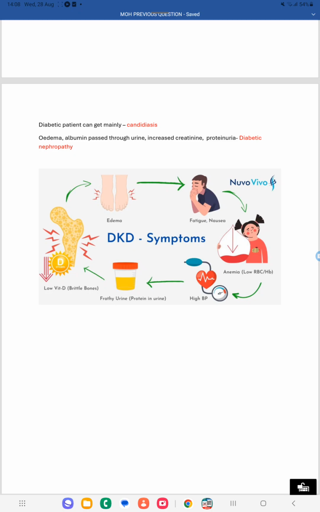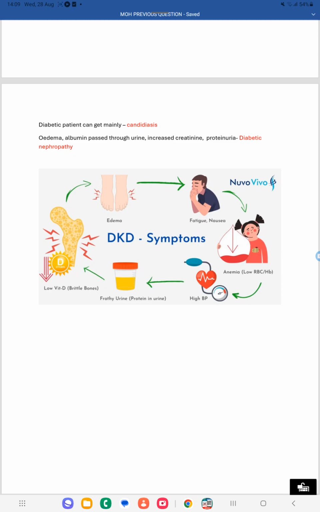Then fatigue, nausea, and anemia will be there. Anemia happens because the kidney produces erythropoietin, a hormone. Only if erythropoietin is present will RBC formation happen in the bone marrow. Erythropoietin released by the kidney acts on the bones, and then the bone marrow produces RBCs. If there is kidney failure, erythropoietin formation will not happen, so the patient will have a low Hb count or low RBC and will get anemia. That's why those suffering with chronic kidney disease get anemia.